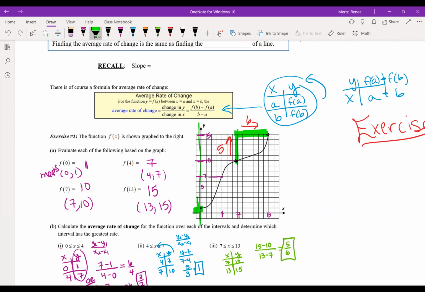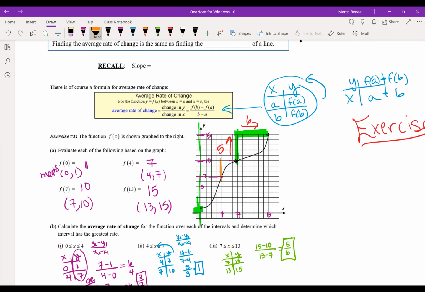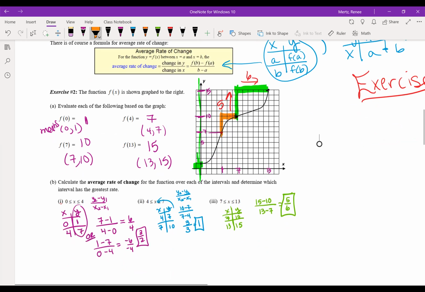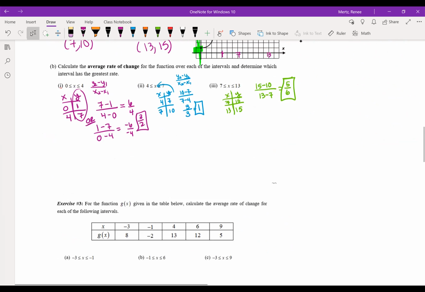We could do the same thing with the middle one. So how much did I go up? How much did I go over? So from 4 to 7, I went up 1, 2, 3. I went over 1, 2, 3. So just another way of thinking about it. All right, so that was given the graph.